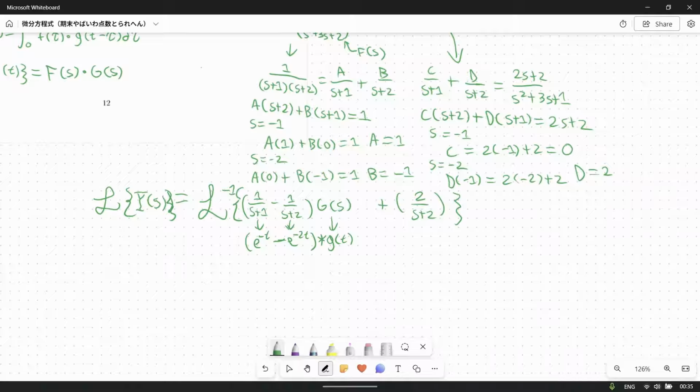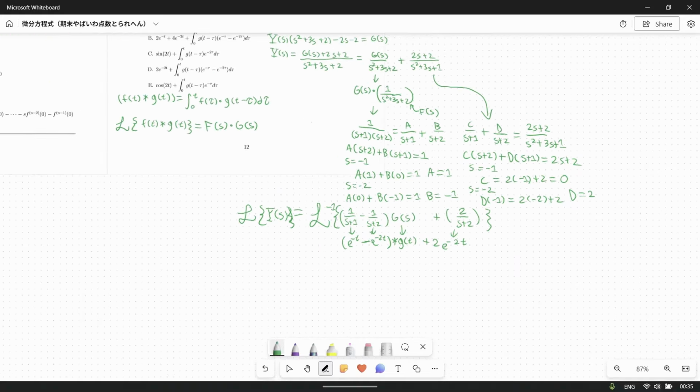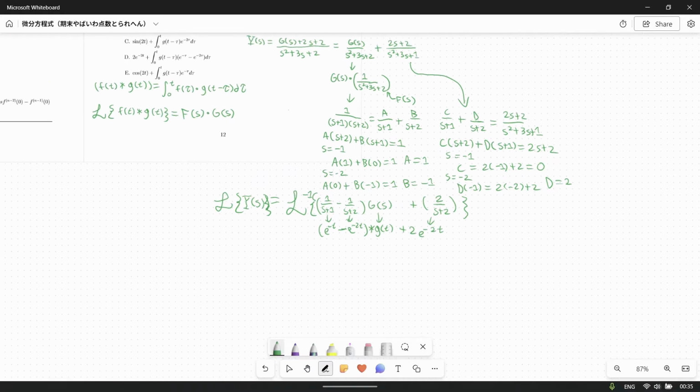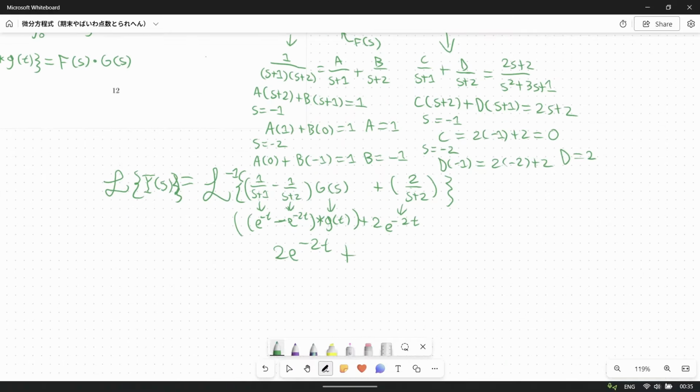And then this term is just going to go to plus 2 times e to the negative 2t, like so. If I did everything correctly, that's what it should look like. So now we have found the solution. All we have to do now is turn this convolution into its integral formula. Matching this up with our answer choices, that's ultimately going to turn into something that takes the form of 2e to the negative 2t plus our integral over here.